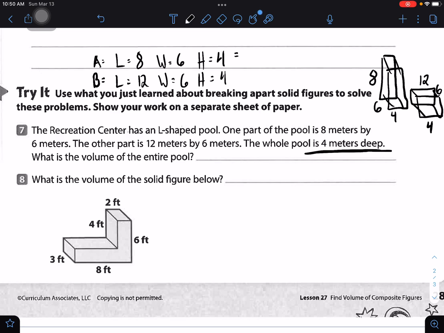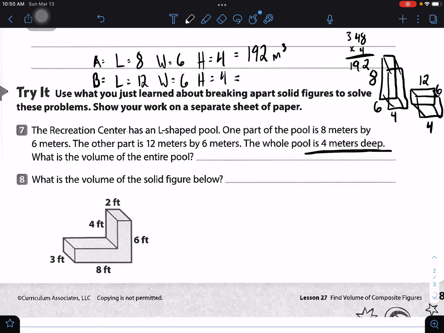Can you tell me first, what is going to be the volume of prism A? Well, I would need to do 8 times 6, which is 48. 48 times 4. Well, 8 times 4 is 32. 4 times 4 is 16, plus 3 is 19. So the volume of one of the parts of the pool is 192 meters cubed.